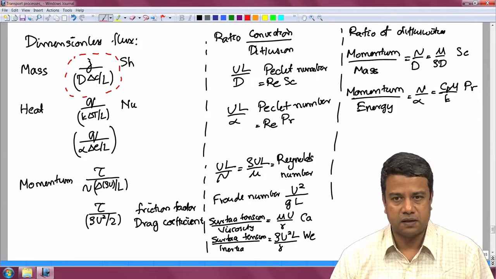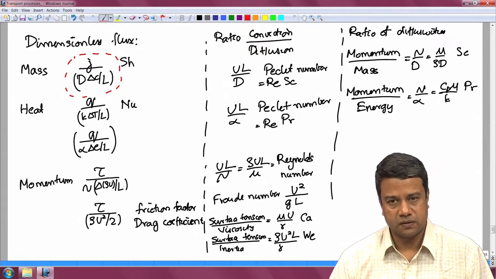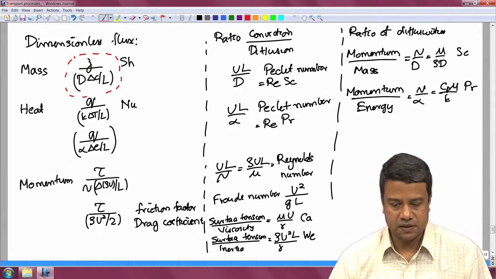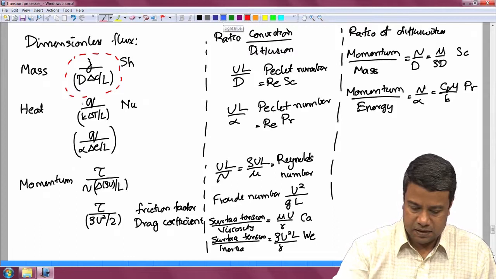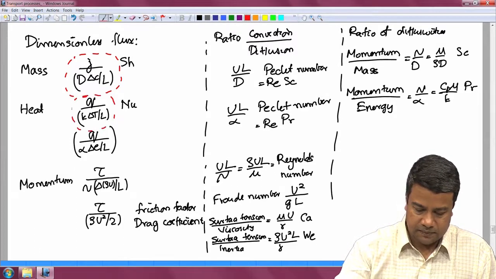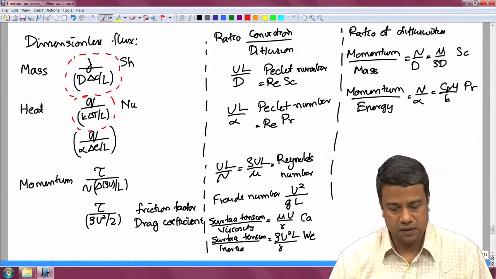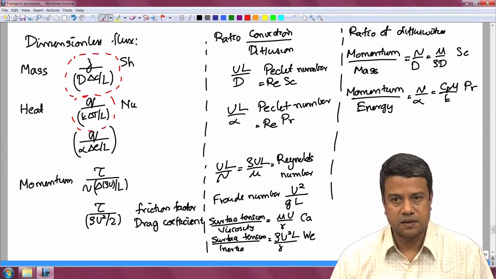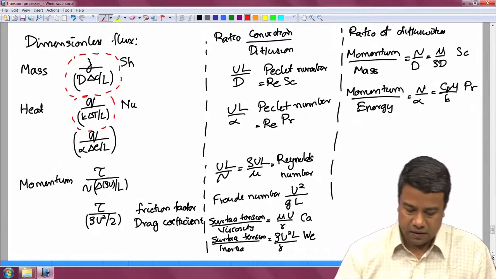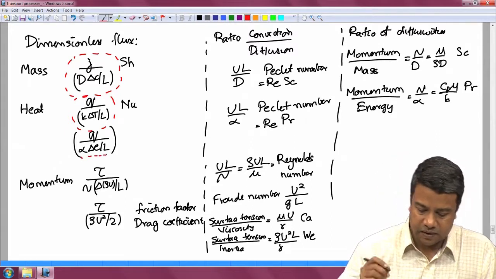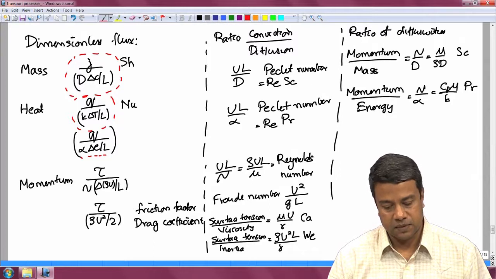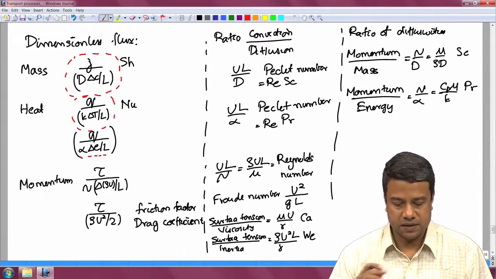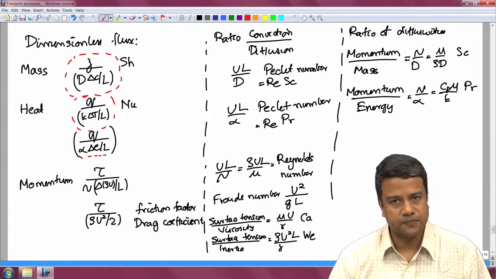Dimensionless flux for heat. Use Fourier's law. You know that terms on both sides scale the same way. So I can define the dimensionless flux of heat as a Nusselt number, Q by k delta T by L. If expressed in terms of the temperature difference, what comes in is the thermal conductivity. On the other hand, if I express it in terms of the difference in energy density, what comes in is the mass diffusion coefficient. So that is the simple way to get the dimensionless numbers.